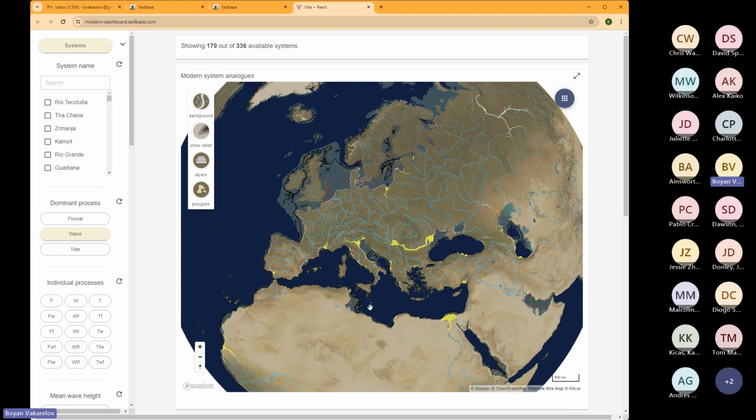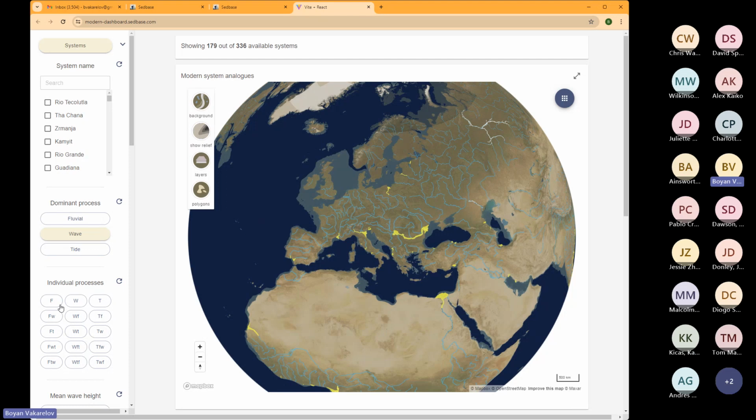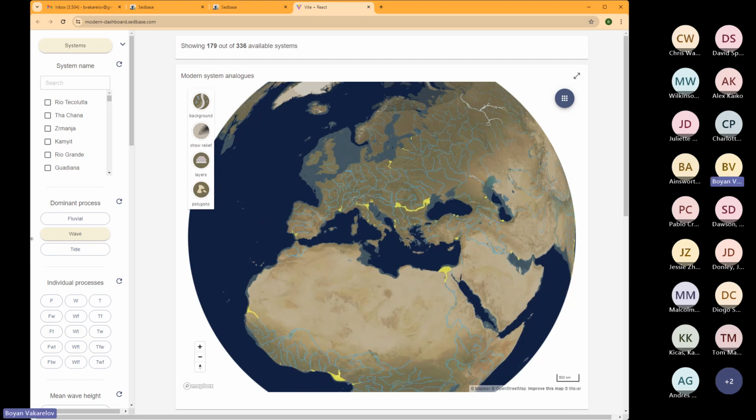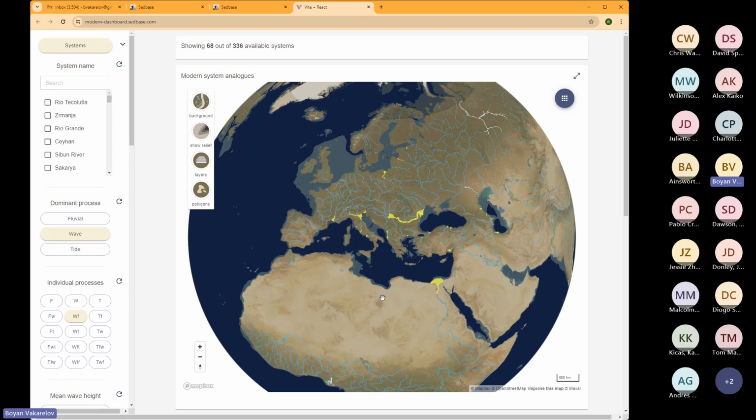Going even further, you can actually use these more precise process categories. So at the moment we are under a wave-dominated setting, but you can use these more precise process categories to further refine your search. So if you're interested in wave-dominated fluvial influence systems without tides, if you click on the WF button, you would notice that some systems that were on the bottom disappear, right? So this is the Niger Delta, it is tide influenced. If you click WF, it is gone. So you can select as many of these buttons as you like. So the point is that you can quite easily refine your search in terms of the process that you're interested in.